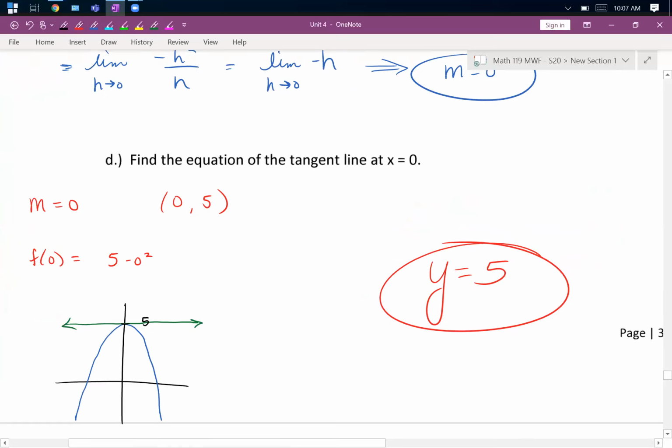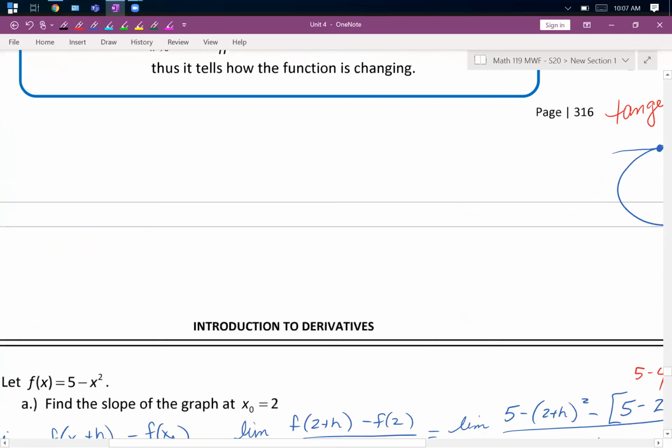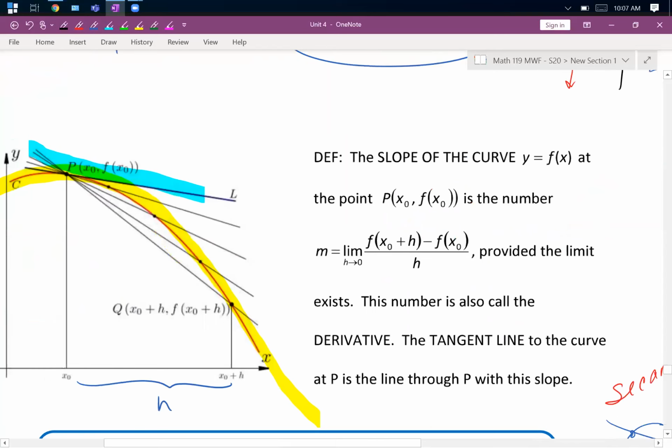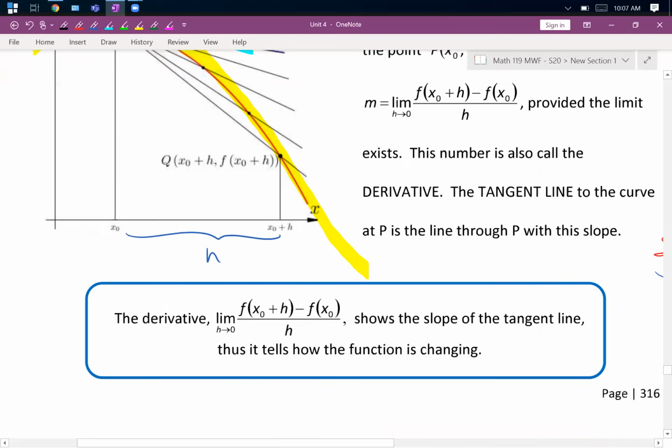Questions on our part D? Well, it's not the part D, it's about the problem. Is h always going to approach 0, or does it depend on the problem? No, always. Because if h doesn't approach 0 and get smaller and smaller and smaller, our secant line doesn't turn into a tangent line. So h is always getting as small as theoretically possible so that the secant line turns into a tangent line. Okay, thank you. Anybody else?